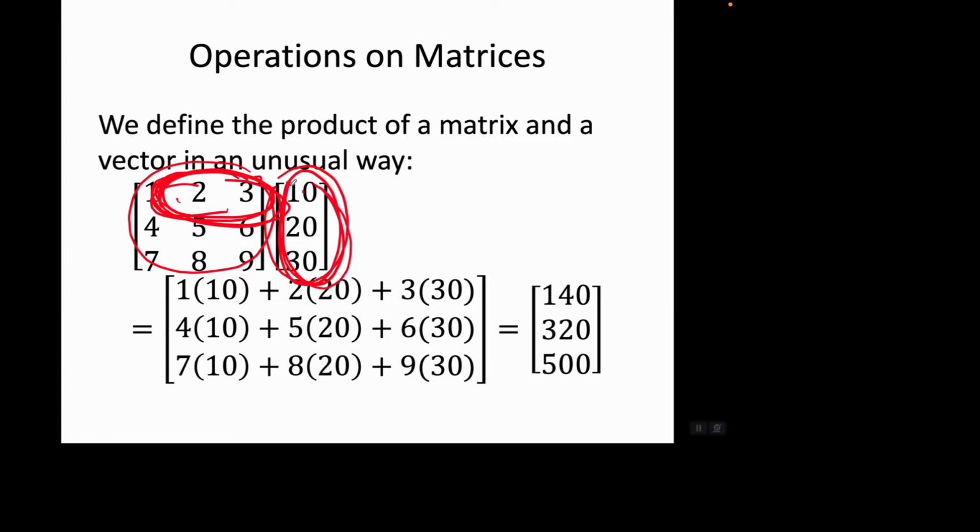So it's going to be 1 times 10 plus 2 times 20 plus 3 times 30. And that'll be this first entry over here. Next, you take the dot product of the second row and this column. So it's going to be 4 times 10, 5 times 20, 6 times 30. And then lastly, the dot product of this row and this column. So 7 times 10, 8 times 20, 9 times 30. We end up with 500.